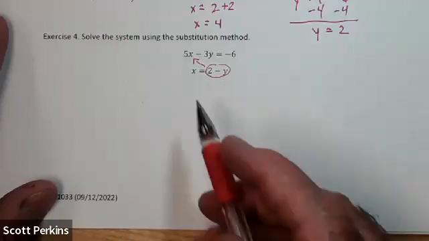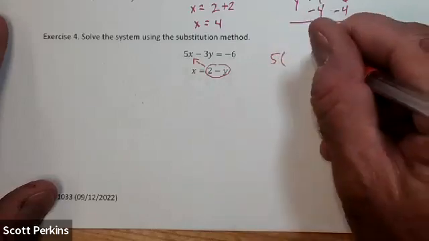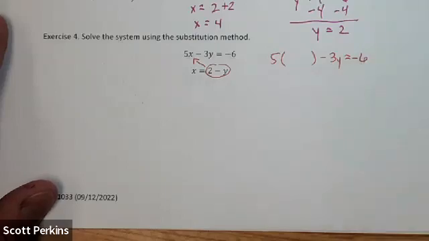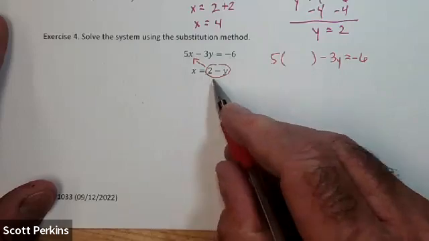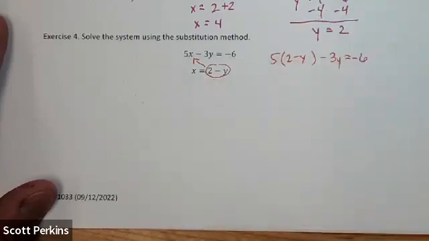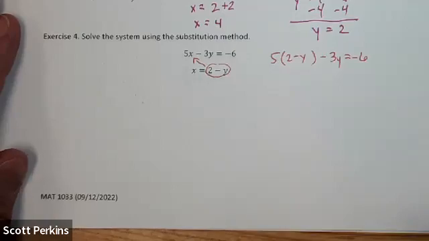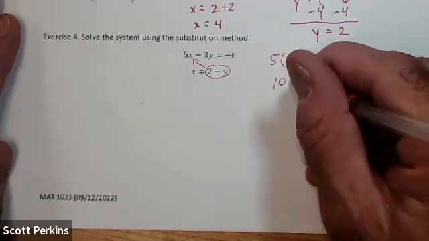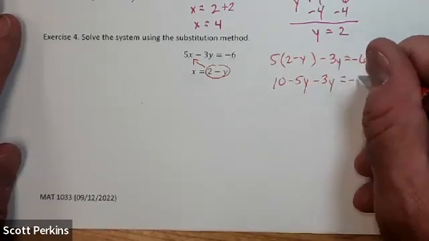That top equation says 5x minus 3y is negative 6. So that's 5 times whatever I'm plugging in minus 3y is equal to negative 6. What I'm plugging in, x is the same thing as 2 minus y. So I put the 2 minus y right there. So talk me through, just to help me out, what do I get when I distribute the 5 times the 2 minus y? 10 minus 5y. Perfect. Love it. And then minus 3y is equal to negative 6.